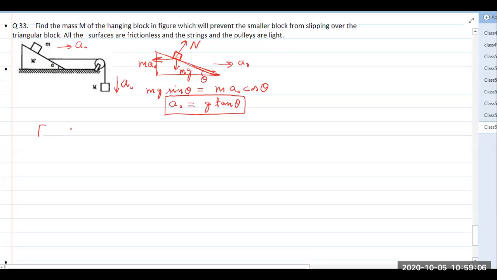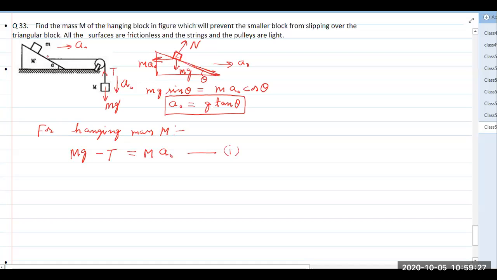So for the hanging mass M, what are the equations? Tension is upward and Mg is downward. So we can write Mg downward minus tension upward equal to M a naught. This is equation 1.